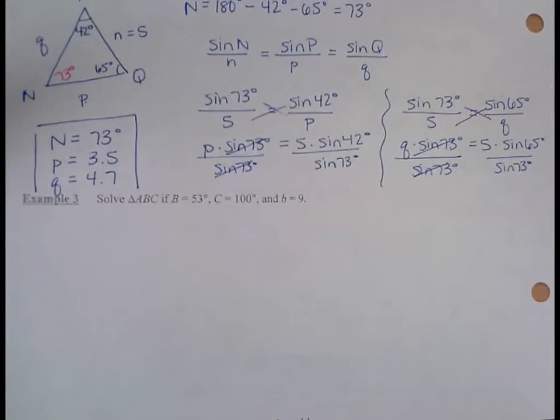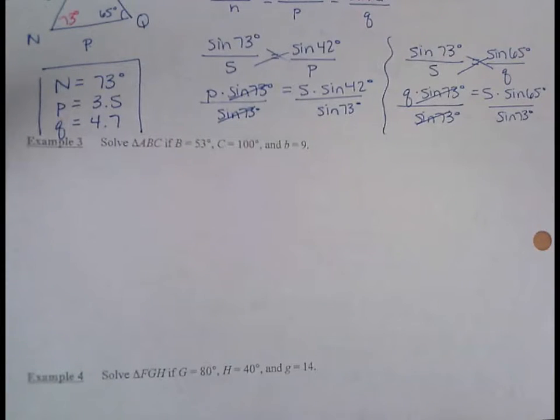Once you've found everything in the triangle that's missing, then you're done. Any questions on that one? Okay, I'd like you to try example 3 then. Solve triangle ABC. If you have angle B is 53 degrees, angle C is 100 degrees, side B is 9.